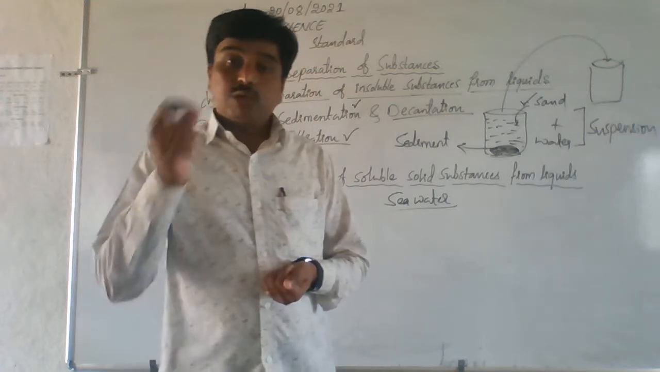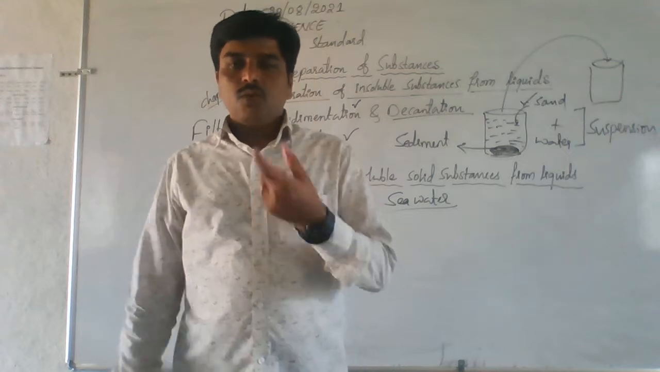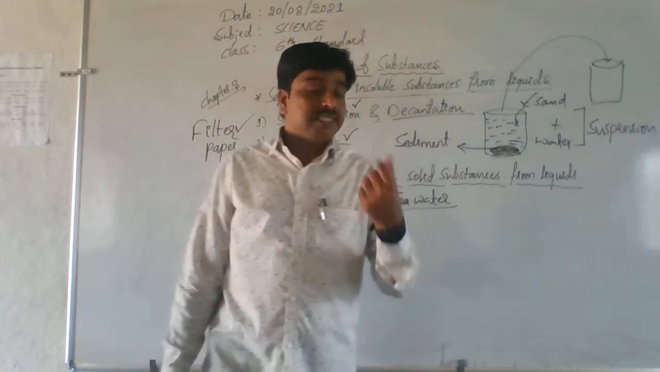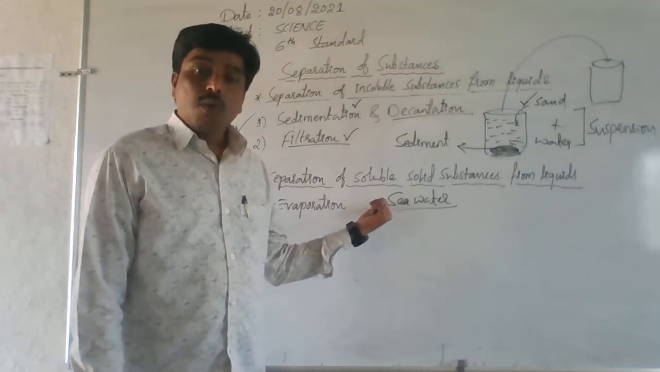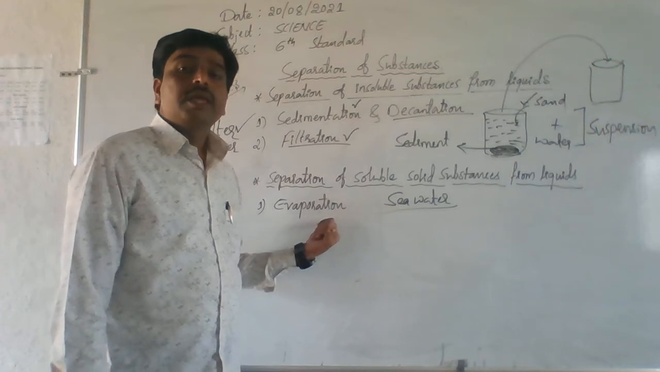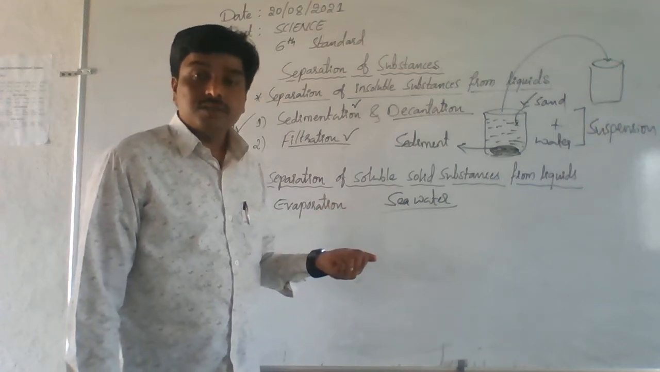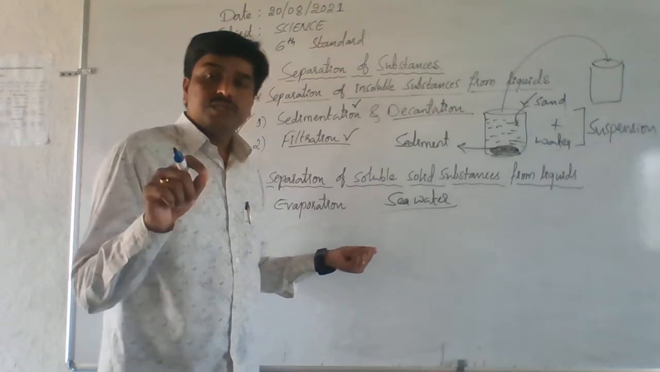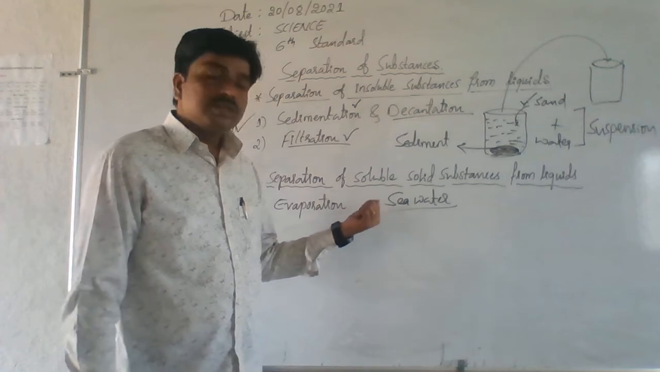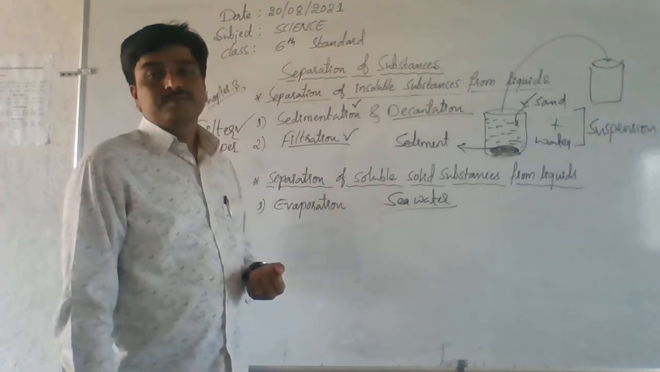So this salt is obtained from seawater. Remember, the common salt we use in our homes is obtained from seawater. How? By the process of evaporation. The common salt we use in our kitchen is obtained from seawater by the process of evaporation.